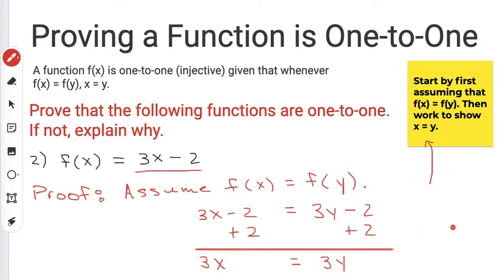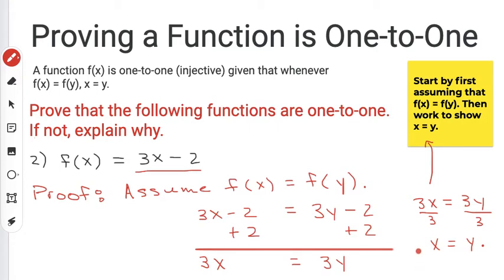So now the last thing I need to do to show that x is equal to y is to get rid of the 3's. And I can do that by dividing both sides by 3. So I have 3x is equal to 3y, and I'm going to divide both sides by 3. And when I do that on both sides, the 3's are going to cancel out, and I'll be left with x is equal to y. So we get x equals y.